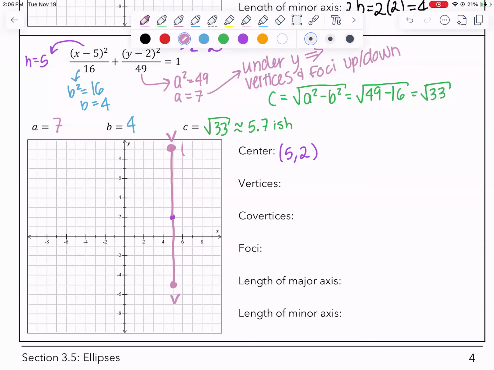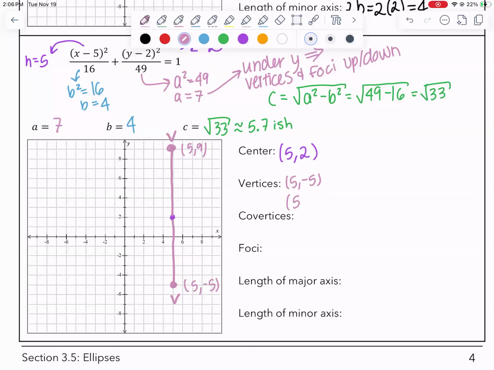Okay. This point right here is the point 5, 9. Down here, we have the point 5, -5. So we have 5, 9. I'll do the bottom one first, 5, -5. So both of them: 5, -5 and 5, 9.